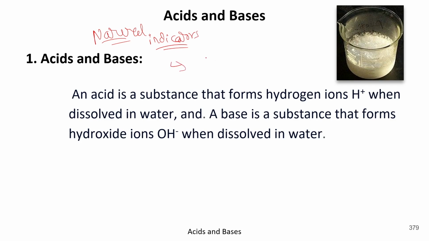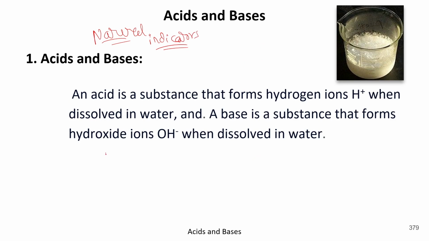The natural indicators basically involve litmus paper, then red cabbage, not garbage, red cabbage, and then turmeric. So these are the three natural indicators we primarily use to find out whether the thing is acidic or basic. Okay, and how do we do it? Let's start.